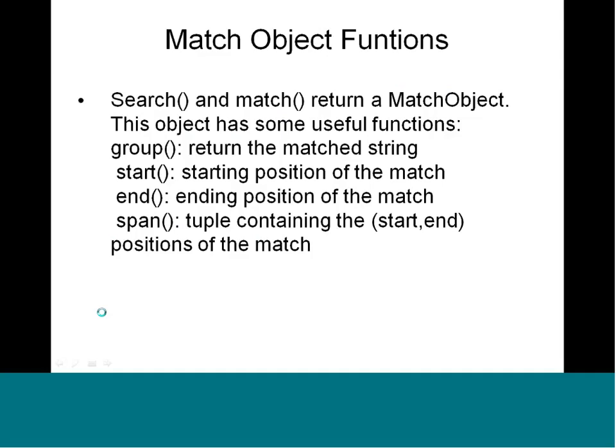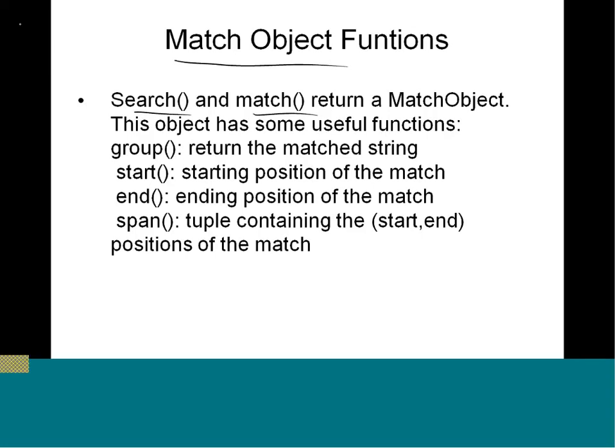Basically the match object functions: search and match return a match object. The object has some useful functions. You can do group, to return the matched string; start, which is the starting position of the match; end, the ending position of the match; and span, which is a tuple containing the start and end positions of the match.